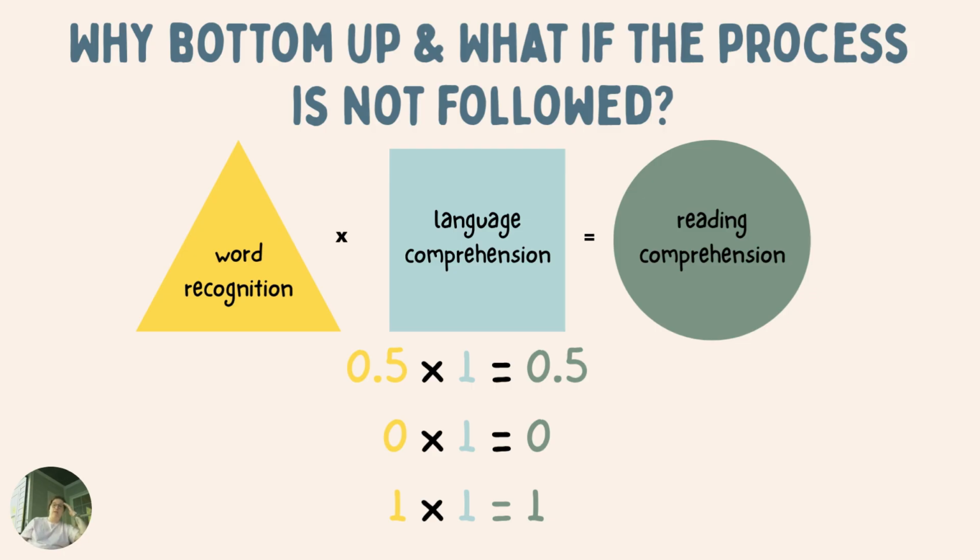So, the framing of the simple view of reading as a multiplication equation is intentional. It's to show the importance of teaching word recognition and language comprehension before reading comprehension, as reading comprehension cannot be strong without those two factors. It also represents that the factors of word recognition and language comprehension combined give us the product or end goal of reading comprehension. So, if word recognition and or language comprehension are lacking, reading comprehension, again, cannot be achieved.